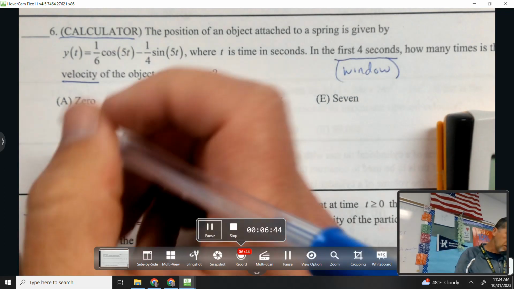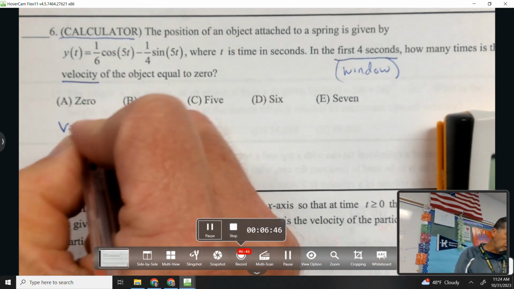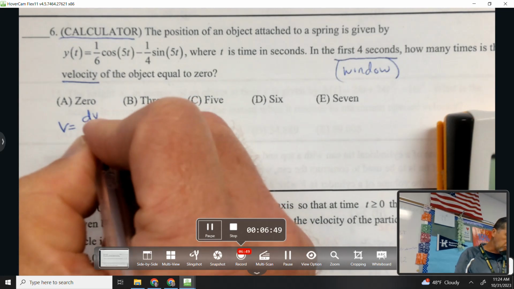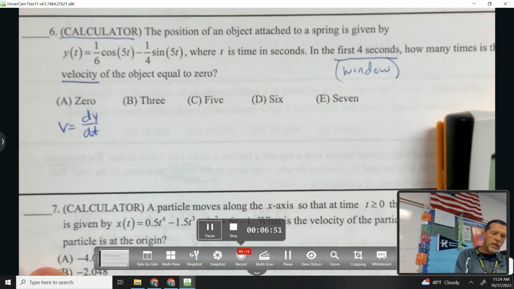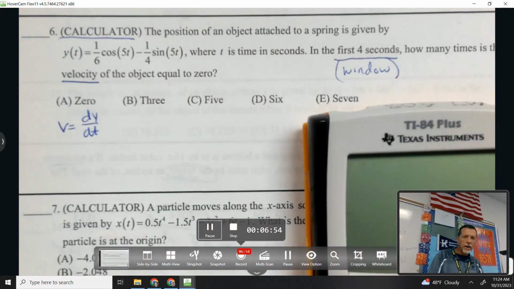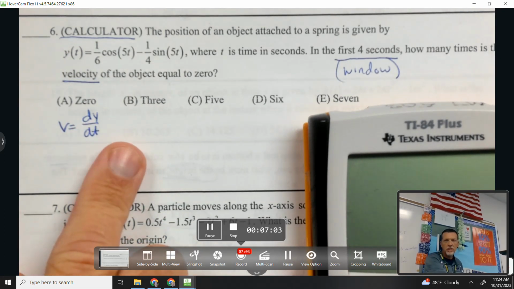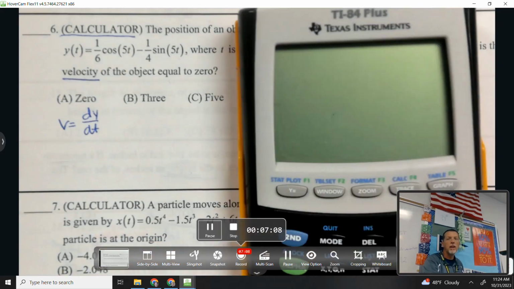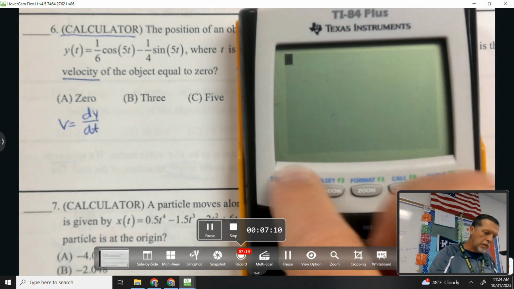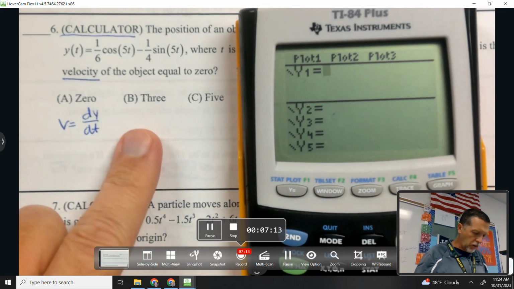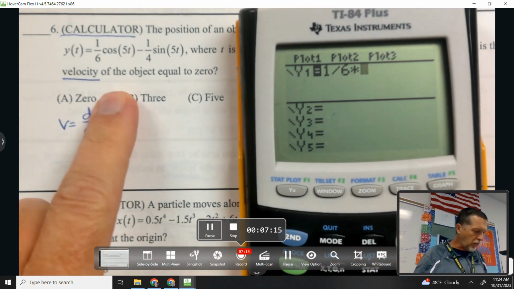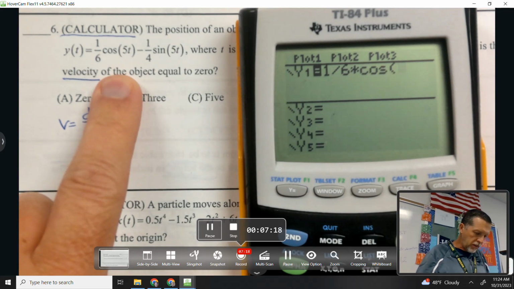Okay, well, there's a couple ways to do this problem. I know that velocity is the derivative of the position. So in my mind there's 2 ways to do this. I can take a derivative by hand and then set that derivative equal to 0. Some of you are shaking your head like, I don't want to take a derivative by hand. Okay, that's fine. That means if I don't want to take a derivative, then I somehow have to figure out from this graph.